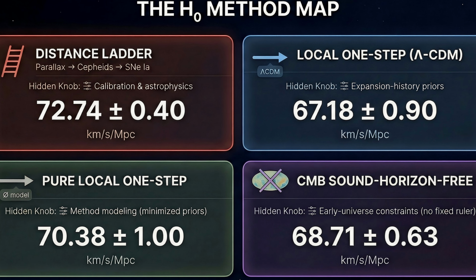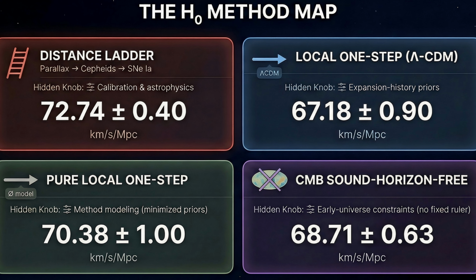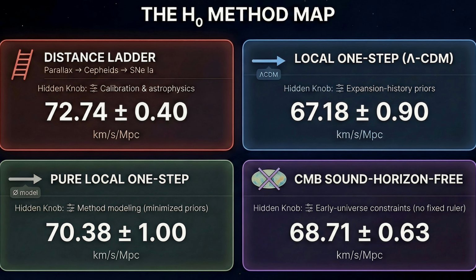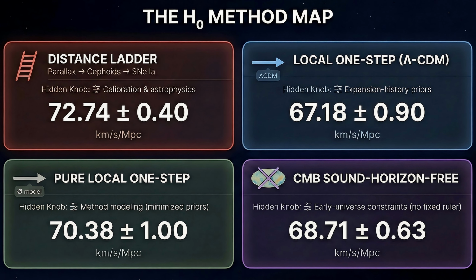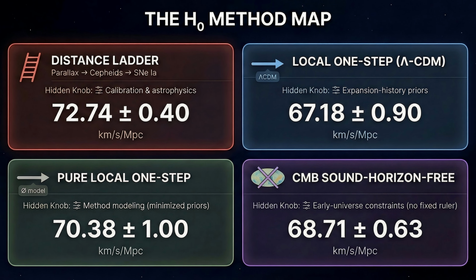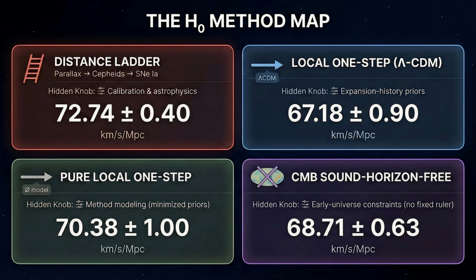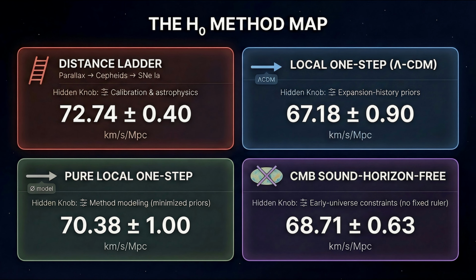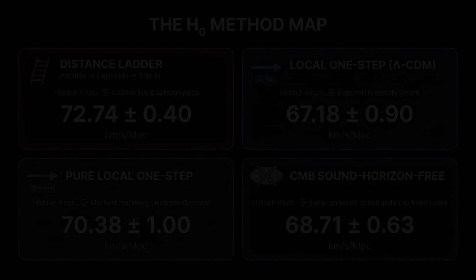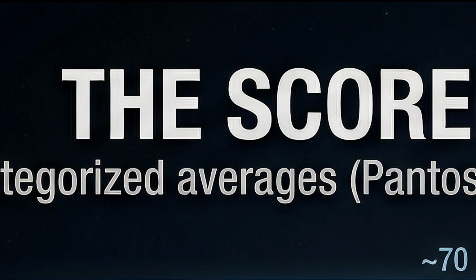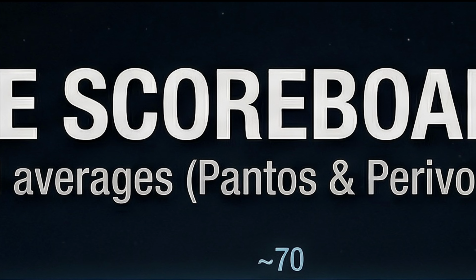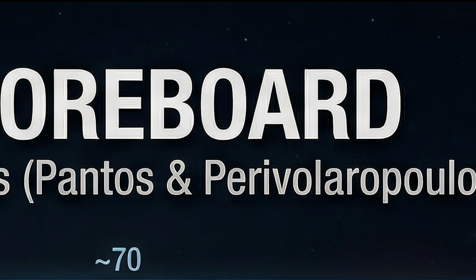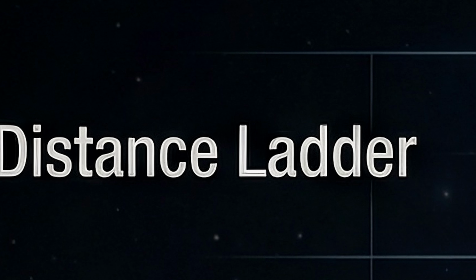Now, take a breath. We've built the families. We've labeled the knobs. Now we do the thing that turns this into a hub people return to. We put it on a scoreboard. Using the categorized averages reported by Pantos and Perivolaropoulos in their January 2026 synthesis, here's how the families line up. And I'm going to say the uncertainties out loud once, because the point isn't just where these land, it's how tightly they cluster in that analysis. Distance ladder, 72.74 plus or minus 0.40.